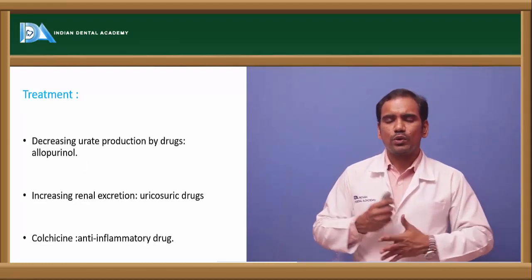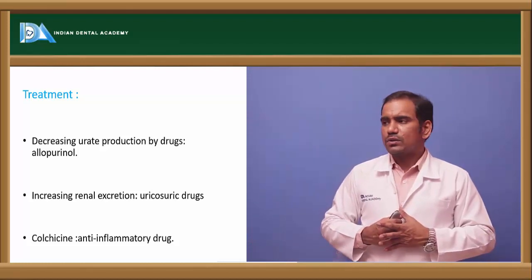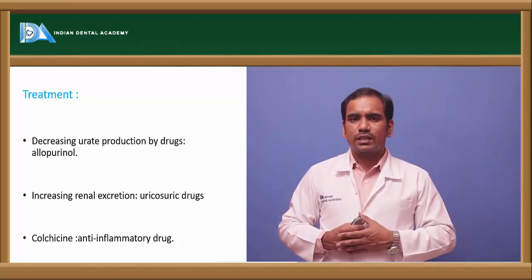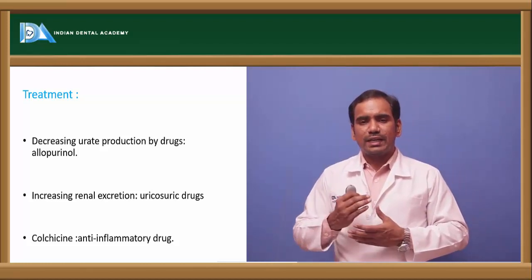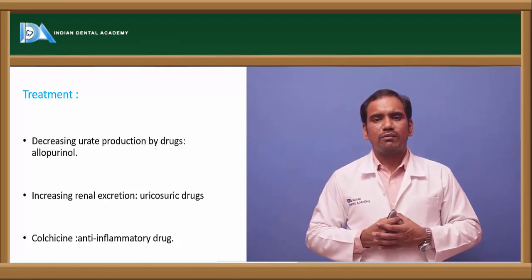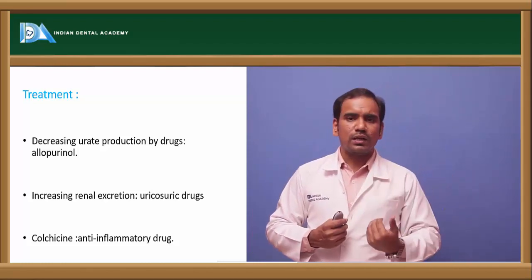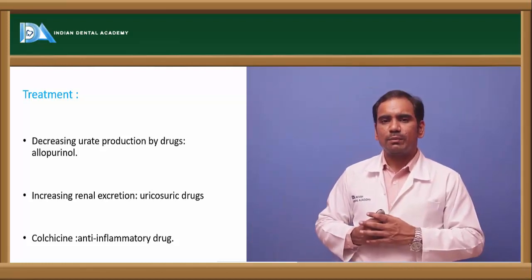Coming to treatment, how do you treat gout cases? These gout cases can be treated. In this treatment, we have to decrease the formation of uric acid. Uric acid is formed whenever purines are degraded. So we have to decrease the degradation of purines so that uric acid formation can be decreased.